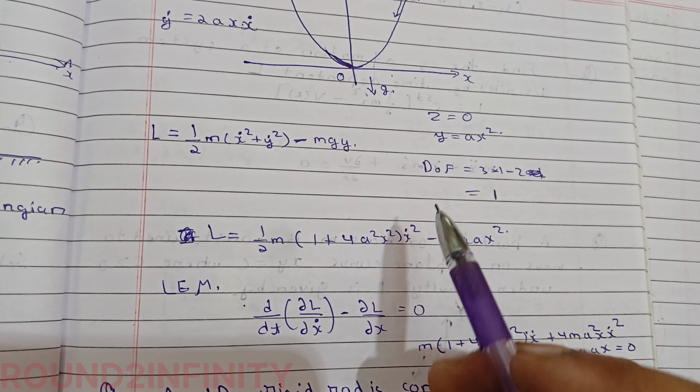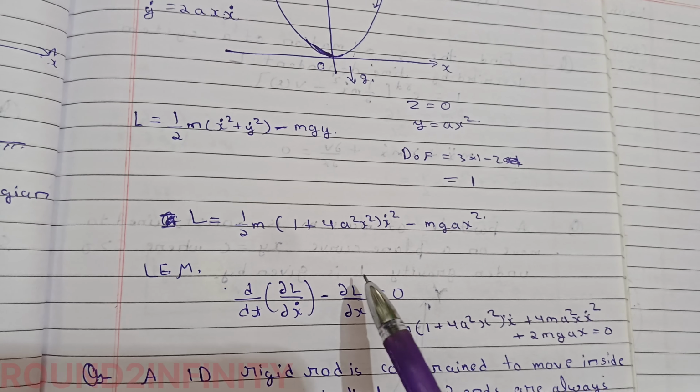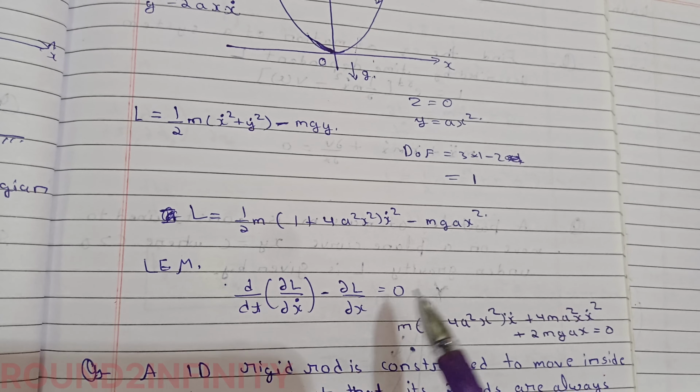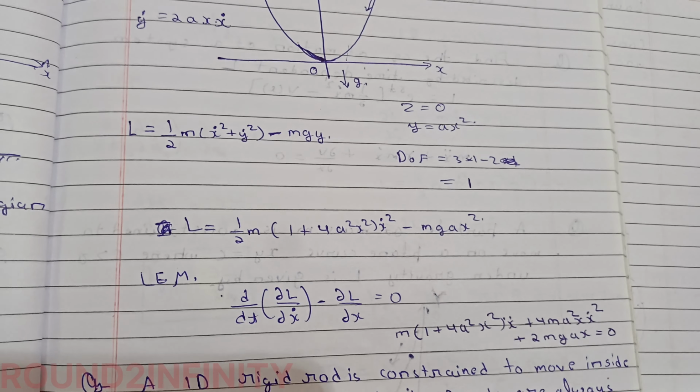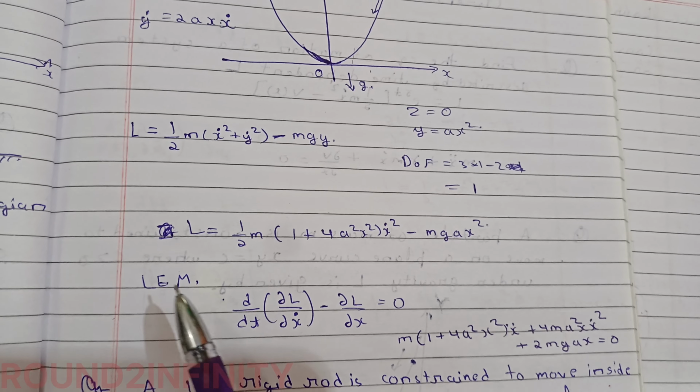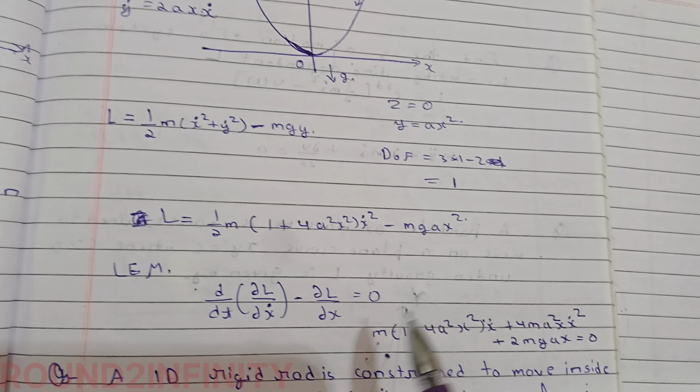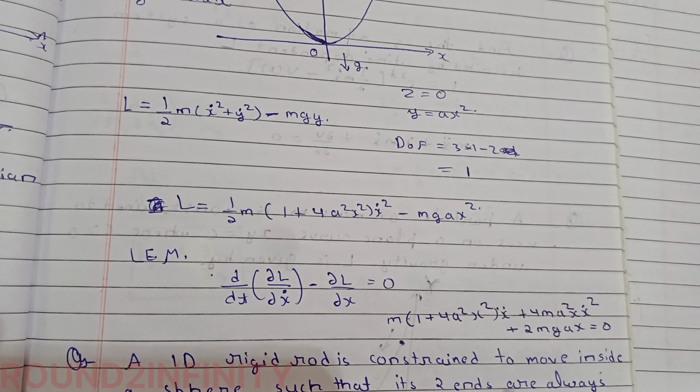Now you can solve the simple equation, that is del L by del x dot, minus del L by del x, and d/dt of this. So you must know how to differentiate. Okay, so that is a basic need. So you will get the Lagrangian equation of motion by solving this, and this will be your answer. Just verify after solving this.